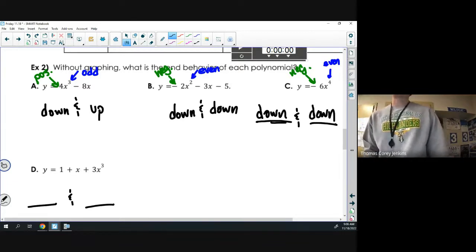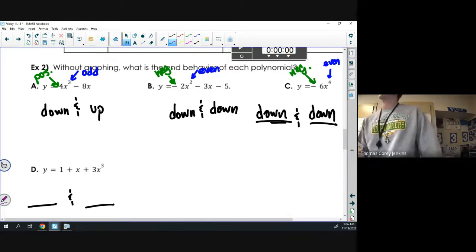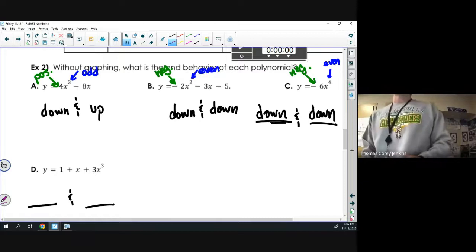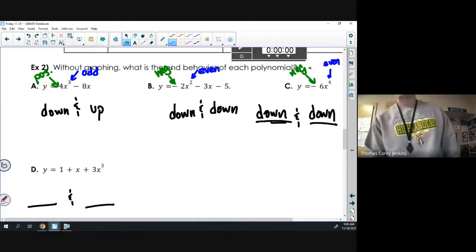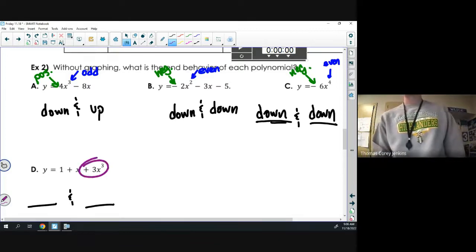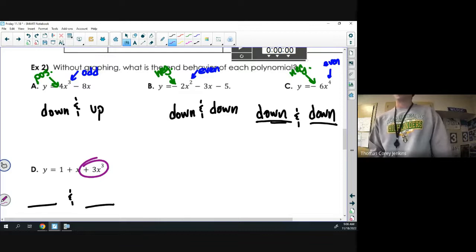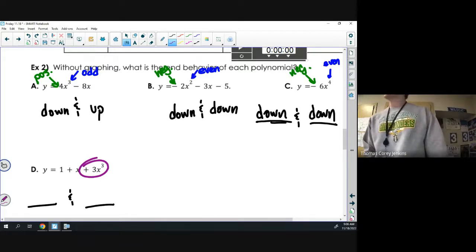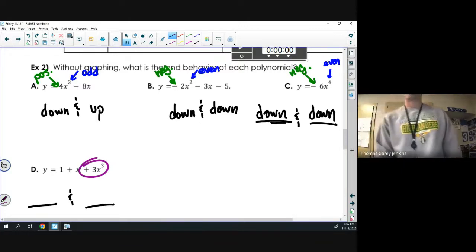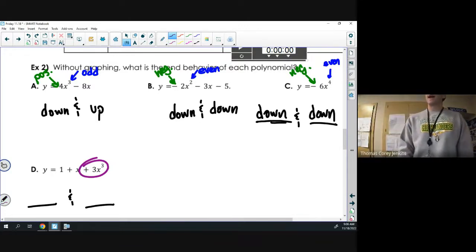Okay, what's the curveball they gave us on example D? Not too bad of a curveball, but what is it? What'd they do different? Right, the leading term is not in the front, or it's not in standard form, right? So you didn't need to look at the 1, you needed to look at the 3x cubed, right? So we're looking at a positive lead coefficient and an odd degree. So it is going to be either up and down or down and up.